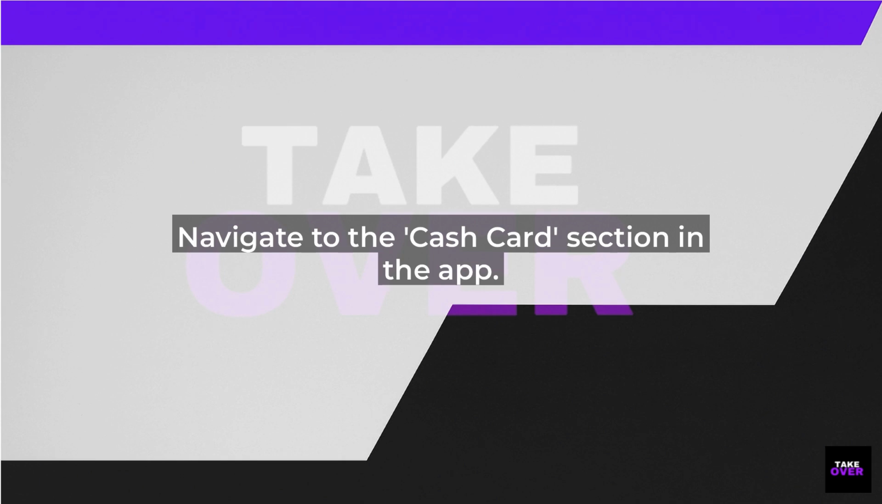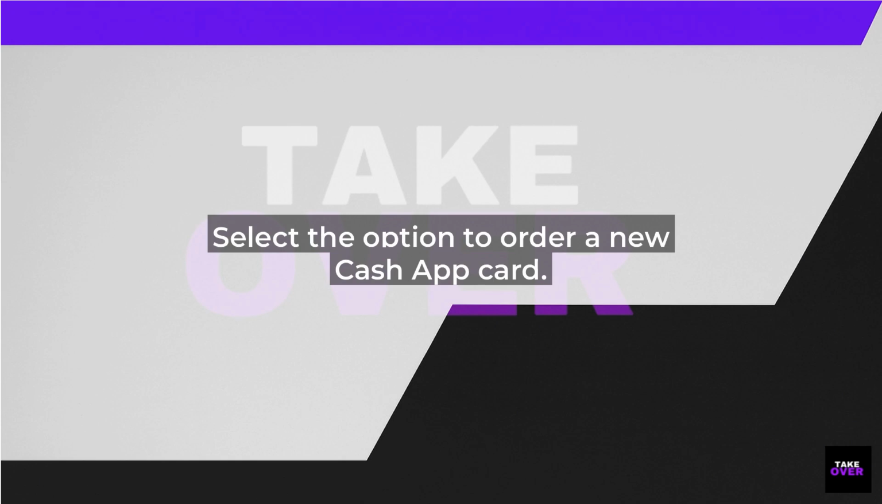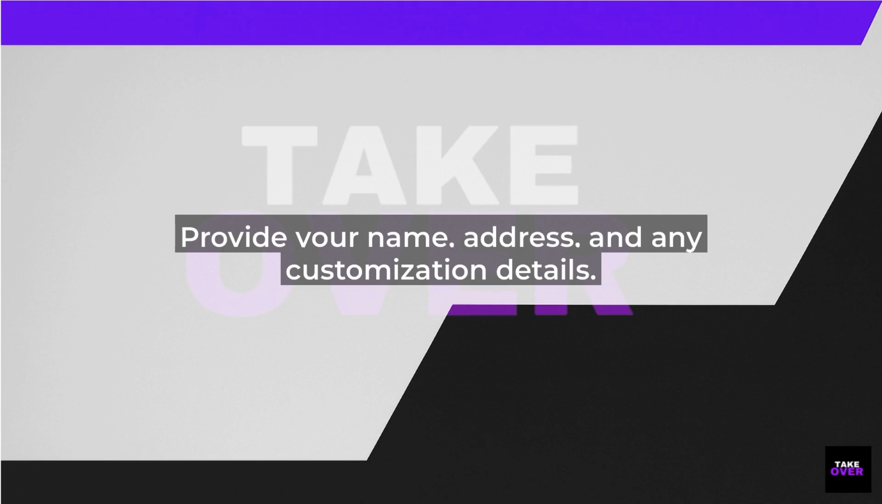Now, dive into the app's main menu and find the Cash Card section. This is where the magic happens. Look for the option to order a new card. Fill in the details like your name, shipping address, and any customization preferences, such as adding a fun design. There might be a small fee, usually around $5, so check that before confirming. Hit Submit, and you're on your way.